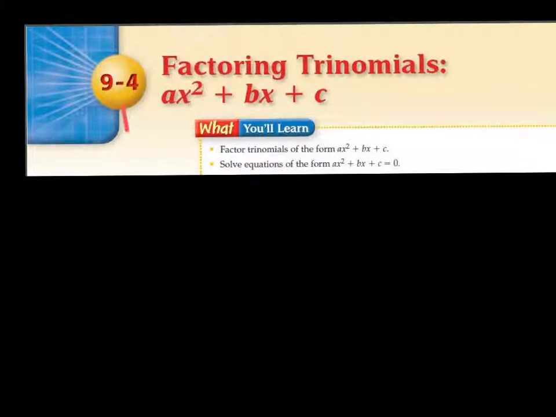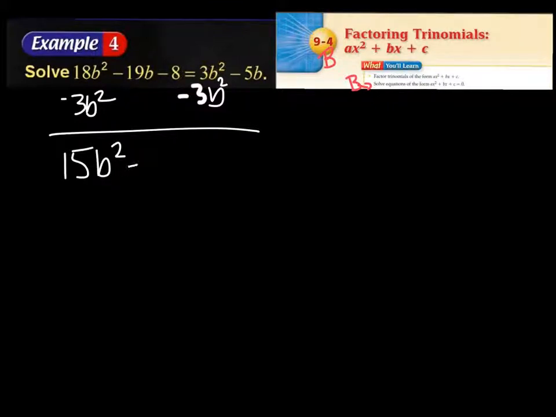Okay, once again, we're breaking this into part A and part B. And in part B, once again, we're looking at how to solve the equations. A good place to start is always getting everything on one side of the equation. So let's subtract 3b squared from both sides. So I've got 15b squared minus 19b minus 8 equals negative 5b.